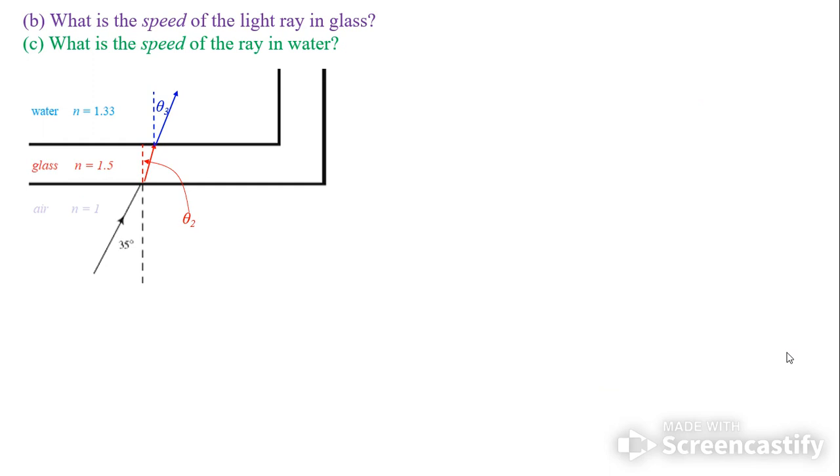The easiest way to do this is just using the index of refraction function, and that is the index of refraction equal to the speed of light in a vacuum divided by the speed of light in that new medium. So to manipulate the function to solve for v, because the question does ask for speed, we'll go ahead and multiply both sides by v and then divide both sides by n.